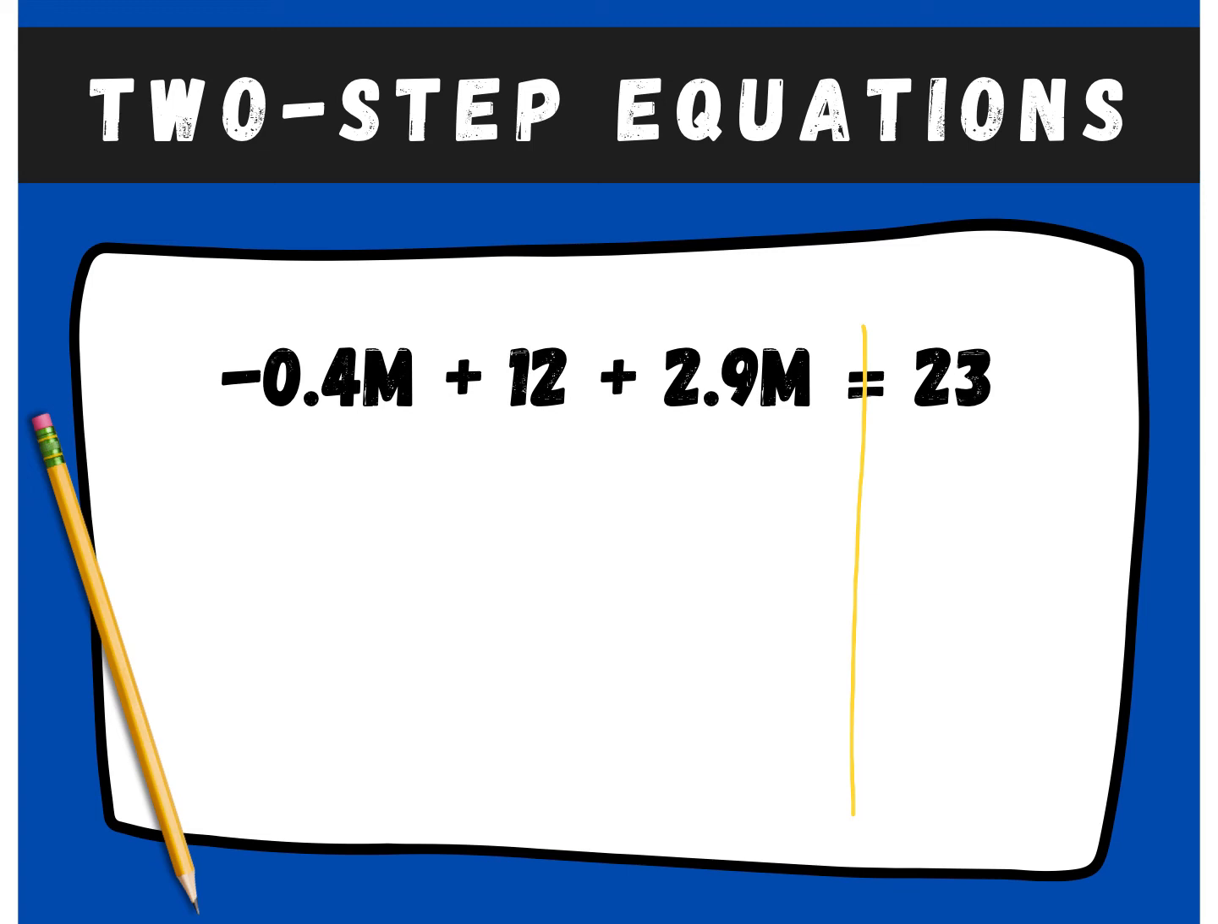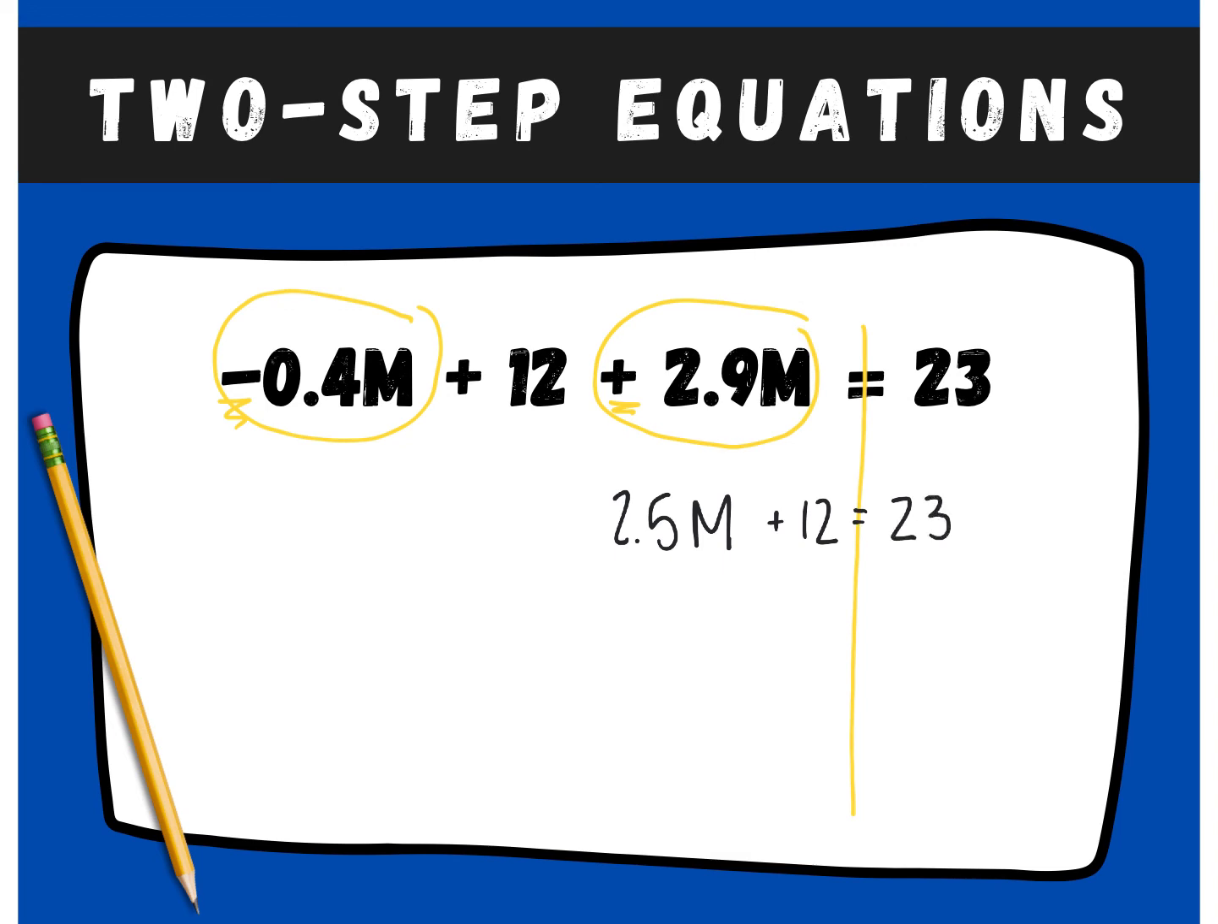Now I see two values that have an m with them. So I'm going to circle those. The first one is a negative. The second one has a plus sign in front of it. So I'm going to make sure to include the sign that comes before both numbers. That tells me what operation I'm going to do with those values. So I can see that I'm adding negative 0.4m plus 2.9m, which gives me 2.5m. I'll bring down my plus 12, and I'll bring down my 23.